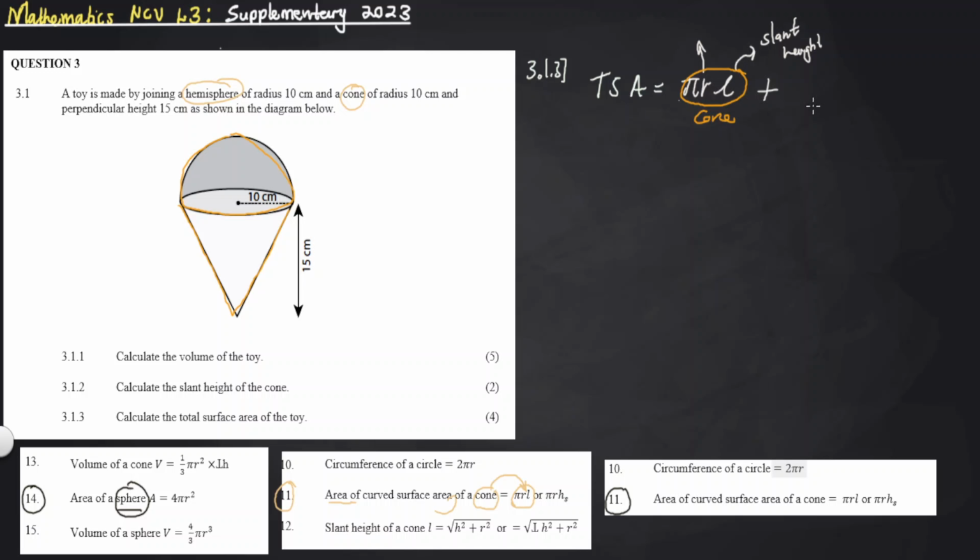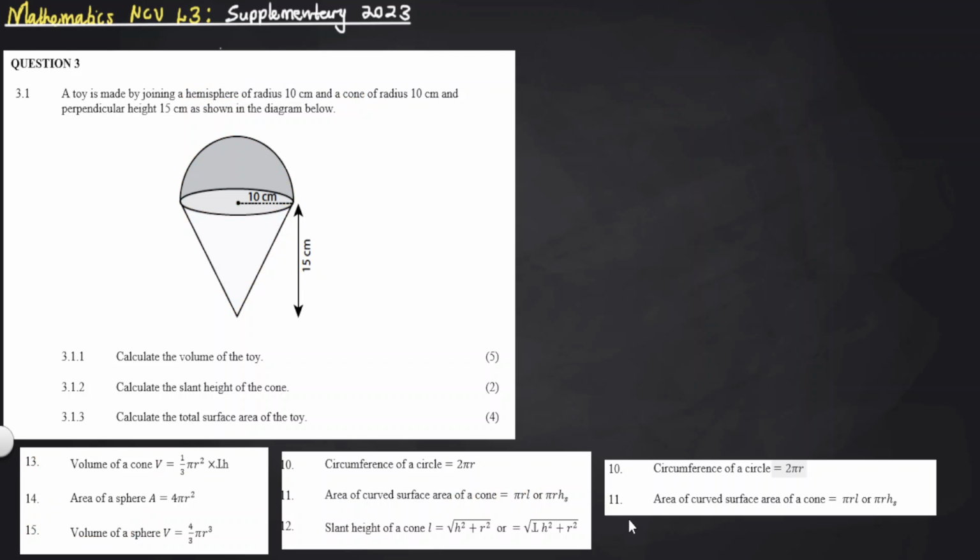But what do we have? We have a hemisphere. So with 4 pi r squared, we're going to multiply by a half, or you can divide it by 2, because we have a hemisphere, not a complete sphere. Now let us substitute and work out the answer. So it's going to be pi multiplied by the radius, which is 10. What is the slant height? We did calculate the slant height. It's 18.028.